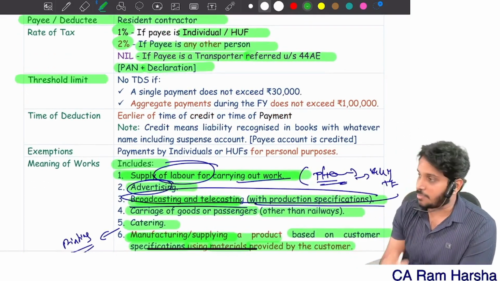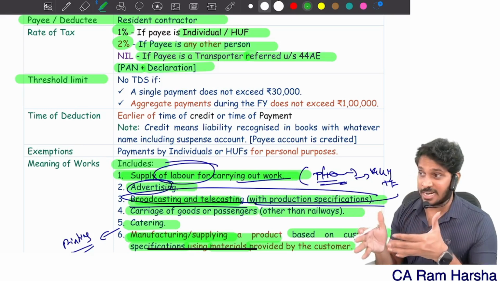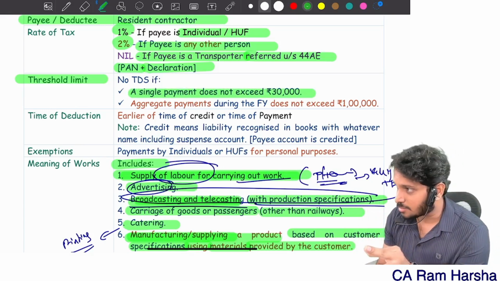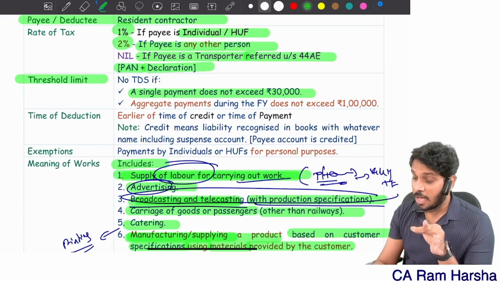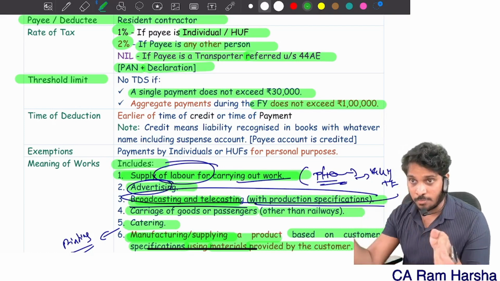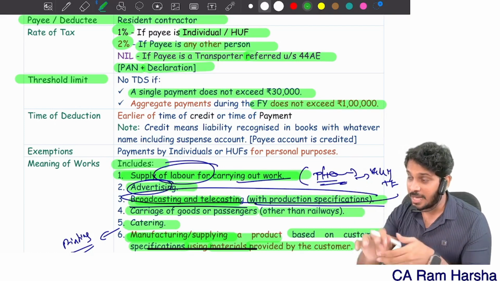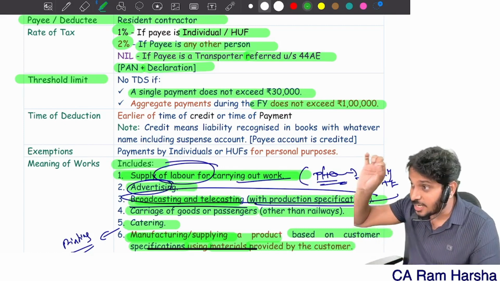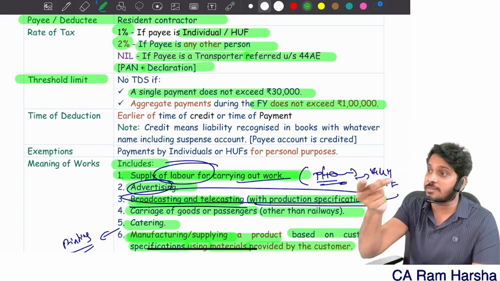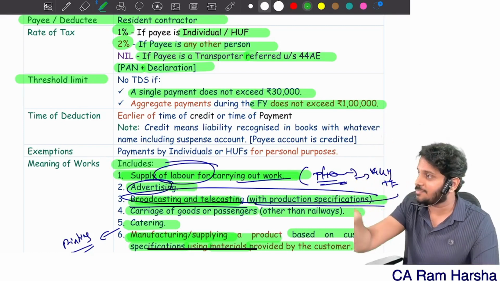Now, threshold limit. When will TDS be deducted? If the single payment is exceeding 30,000, TDS will apply. Suppose the single payment is less than 30,000, but the yearly payment is crossing 1 lakh. Yearly payment, April to March, the full amount paid is crossing 1 lakh. Then the moment it crosses 1 lakh, that time retrospectively on the total amount, 2% or 1% will apply and you will deduct. Are you getting it?